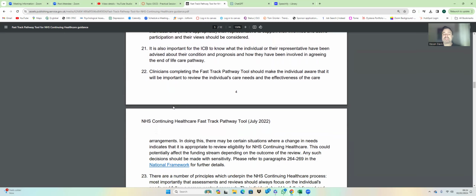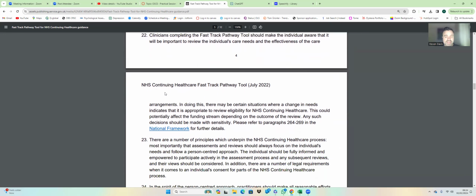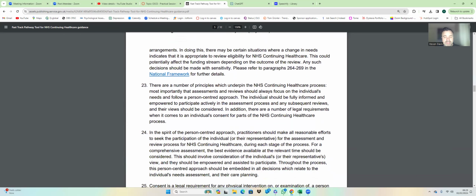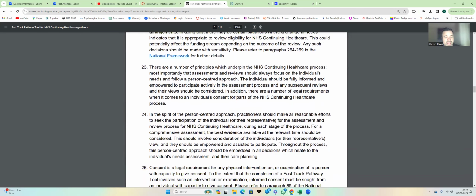Clinicians completing the fast track pathway tool, I can't say that for some weird reason this morning, should make the individual aware that it will be important to review the individual's care needs and the effectiveness of the care arrangements. So again, just making sure that needs are being met regardless, following that national framework, and again with reference to paragraphs 264 to 269. There are a number of principles which underpin the NHS continuing healthcare process. Most importantly, the assessment and review should always focus on the individual's needs and follow that person-centered approach. And we said that in the other recordings and throughout the training, so we're aware of that.